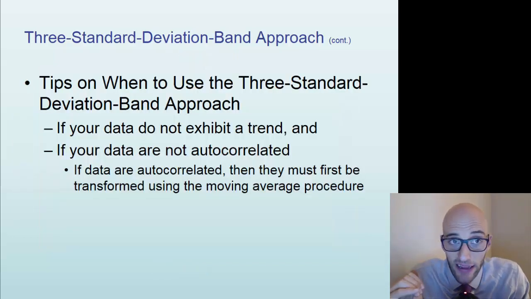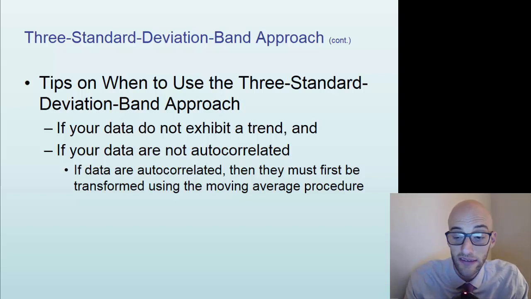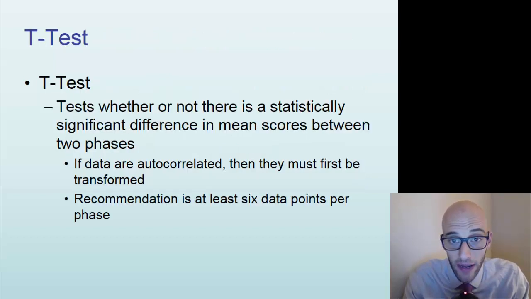So this isn't too commonly used. I wouldn't recommend it for your first SSD unless maybe you had a really significant reason to, for maybe some kind of outliers in your data. So if your data do not exhibit a trend and if they are not autocorrelated, then you can use this approach to see if there's specific data points that lie outside of what would be expected within the normal probability range.